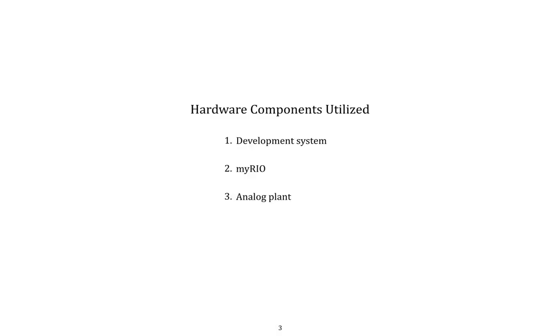So obviously you'll be working with some hardware, and this slide lists three particular hardware components you'll be working with. One is a development system. The second is a National Instruments MyRIO board. And the third is an analog plant.